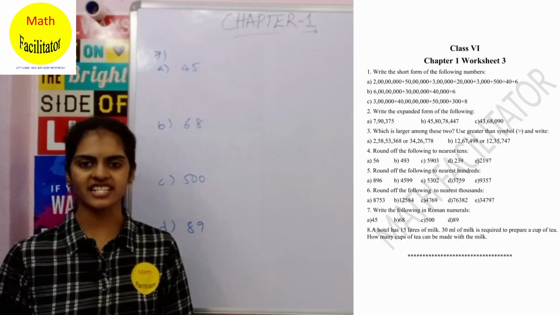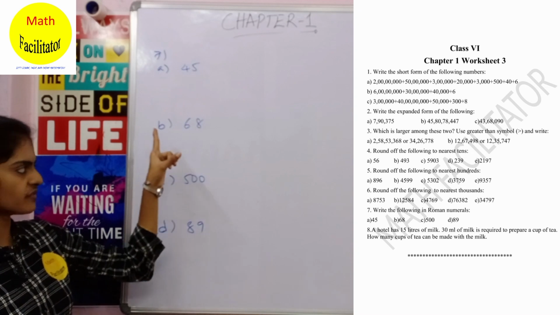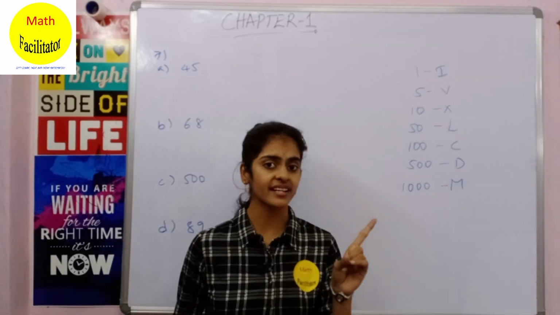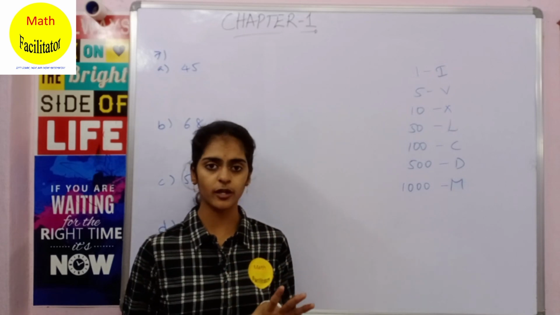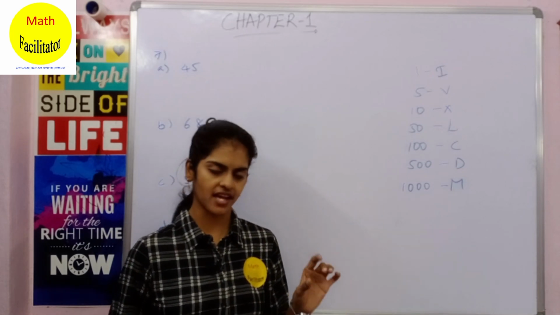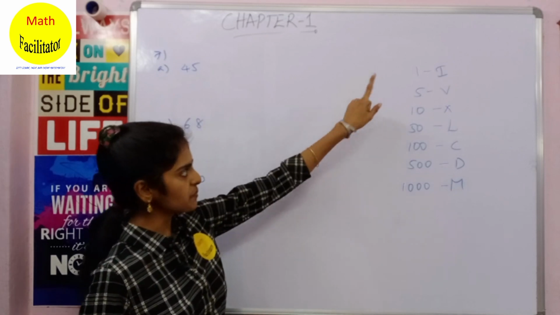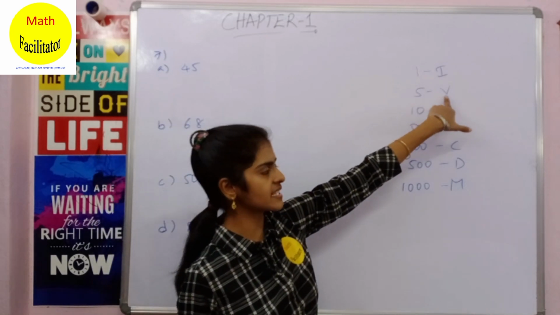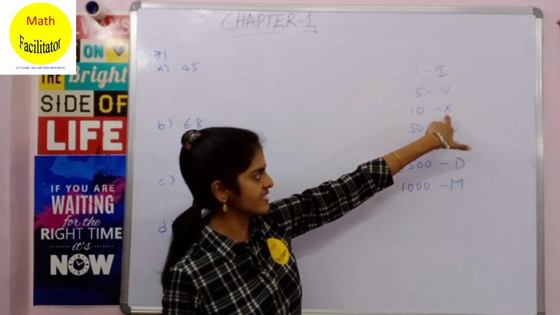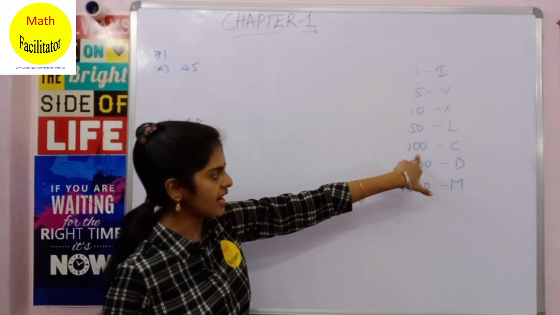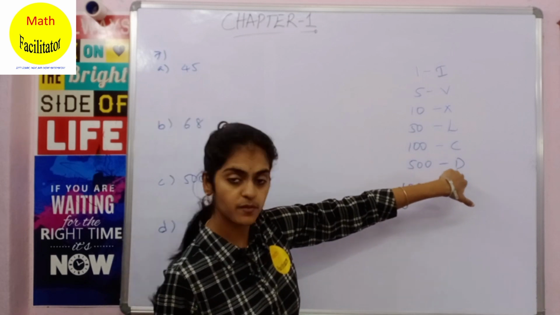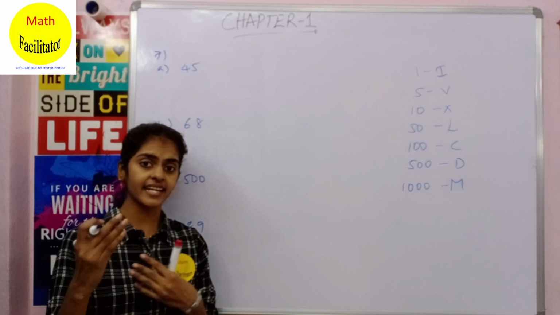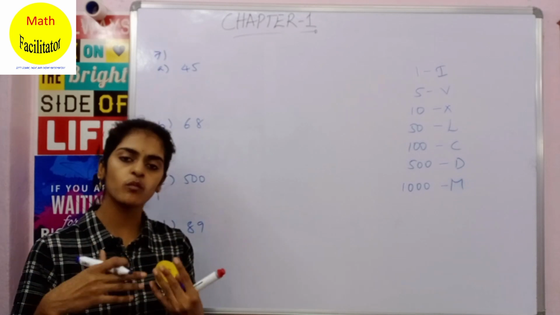So moving on to the next question, you have to find the Roman numerals of these numbers. The detailed explanation of Roman numbers is given in part 3 of chapter 1 of the class 6 video. So do watch that video if you have any confusion. Now here we learn that 1 is represented as I, 5 is represented as V, 10 is represented as X, 50 as L, 100 is C, 500 is represented as D and 1000 as M. And we also learn that any number cannot be repeated more than 3 times.